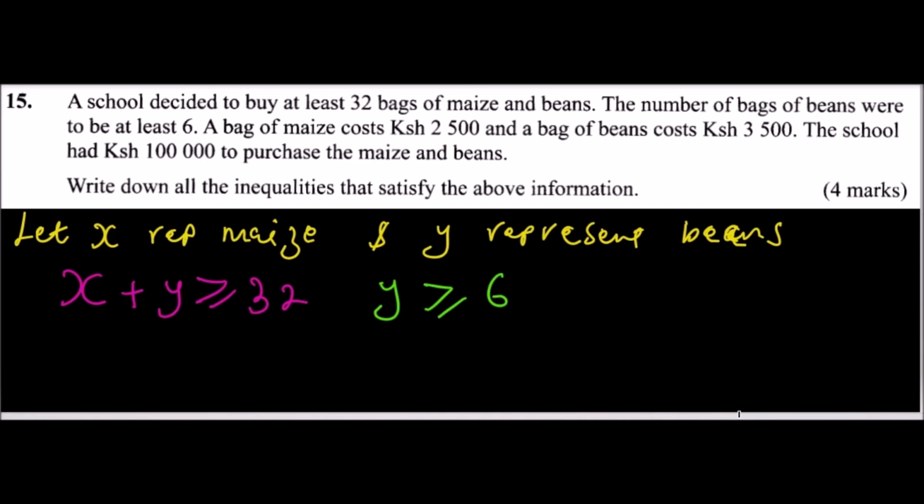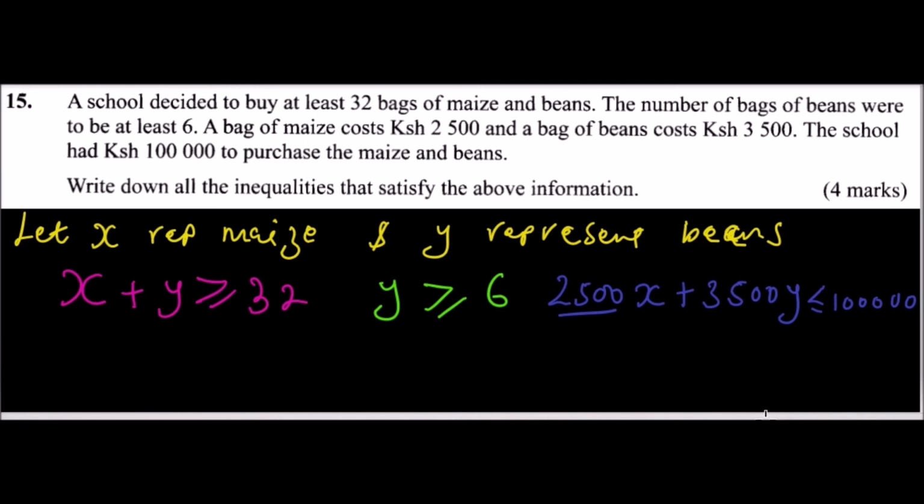Then we have the third one, that they had 100,000 to spend. Therefore, the cost of maize, 2500x, plus the cost of beans, 3500y, because they only had 100,000 to spend, should be less than or equal to 100,000, which you can simplify by dividing.